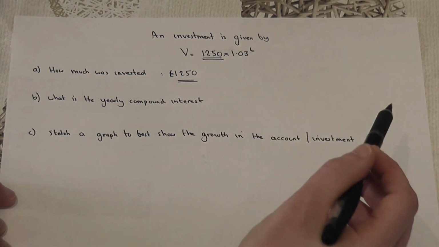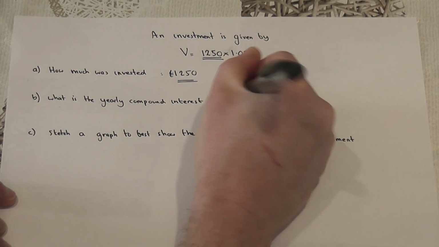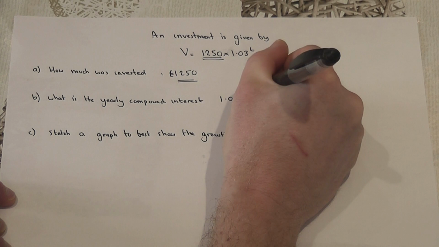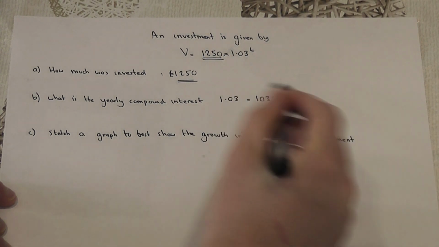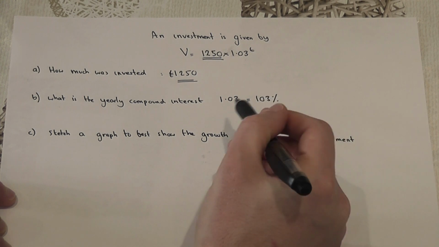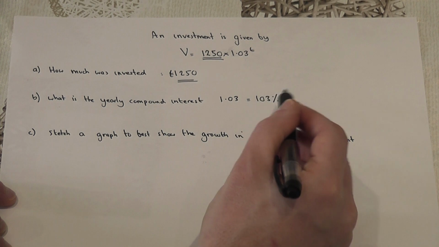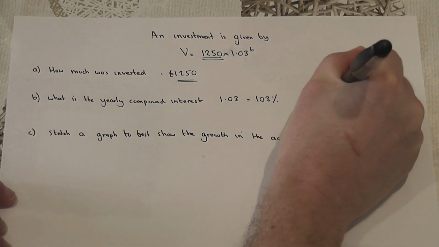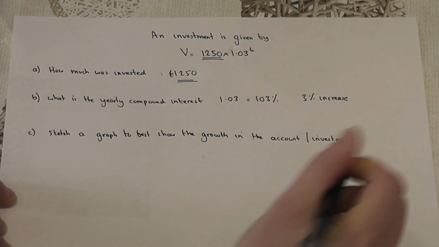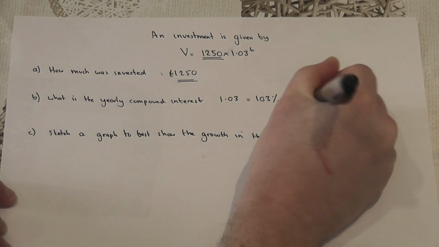Now, the next number links to the rate of change of the investment. Now, 1.03 is the same as 103%. And what this denotes is that every year, the amount of the investment is going up from 100 to 103%. So this represents a 3% increase per year. In other words, the compound interest rate is given by 3%.